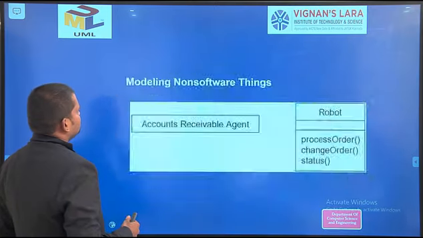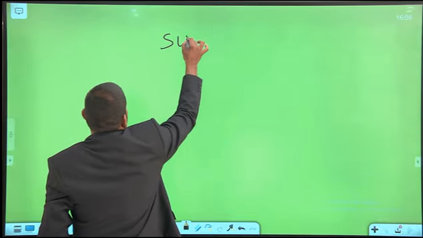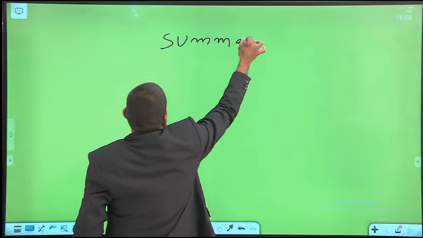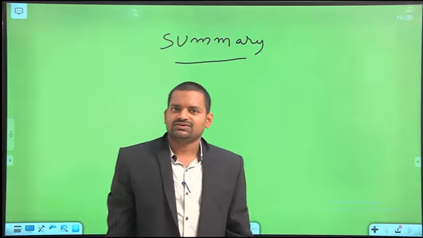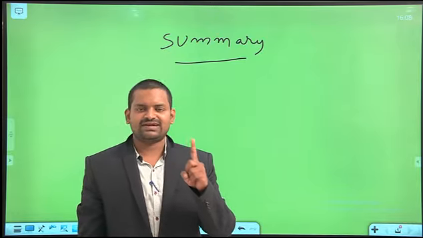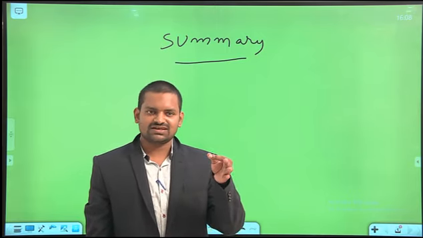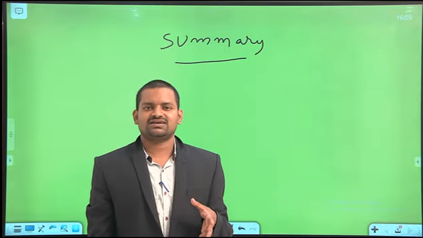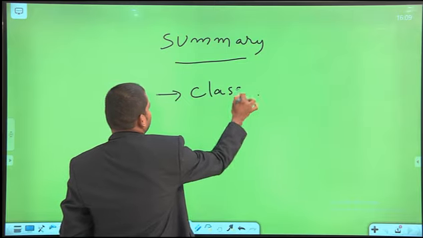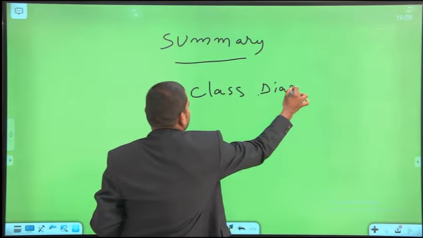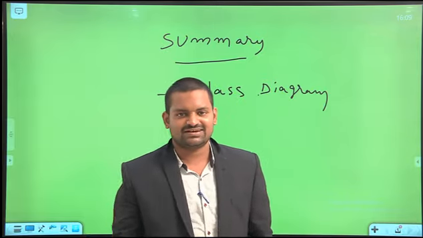So for the summary: today we discussed the UML diagram, first the class diagram. What are the symbols available in the class diagram, and how to draw the class diagram. Some responsibilities we will see in the later class. Thank you.